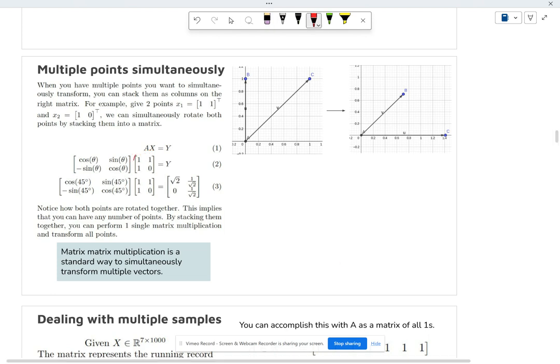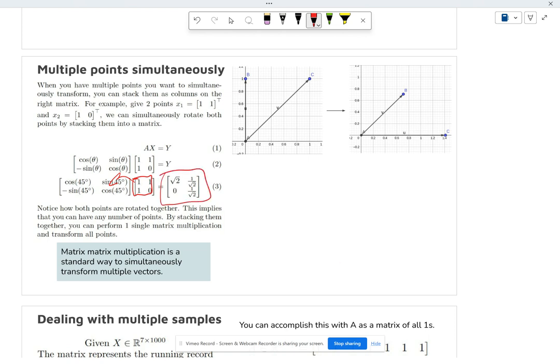So the first point was 1, 1. Here we go, 1, 1. And then the second point is 1, 0, which is right here, 1, 0. So if you stack them, instead of a vector, it is now a matrix. So let's say we want to rotate every single vector here by 45 degrees. So I would take the matrix, multiply it, and then this is the output.